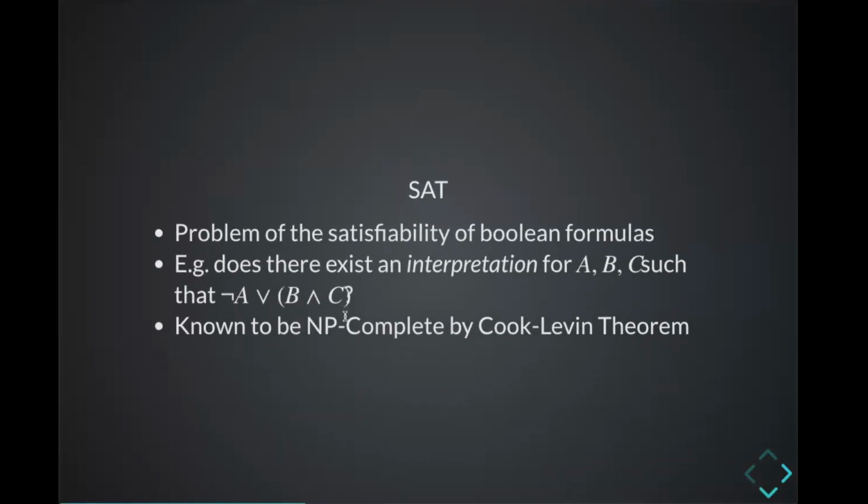Let's first take a step back and talk about the SAT problem in theoretical computer science. The SAT problem is the problem of satisfiability of Boolean formulas. For example, does there exist an interpretation, i.e. a truth assignment, for variables A, B, and C such that not A or B and C is true? Think about it. Is the answer yes or no? The answer is yes, because you can make A false, or you can make B and C true.